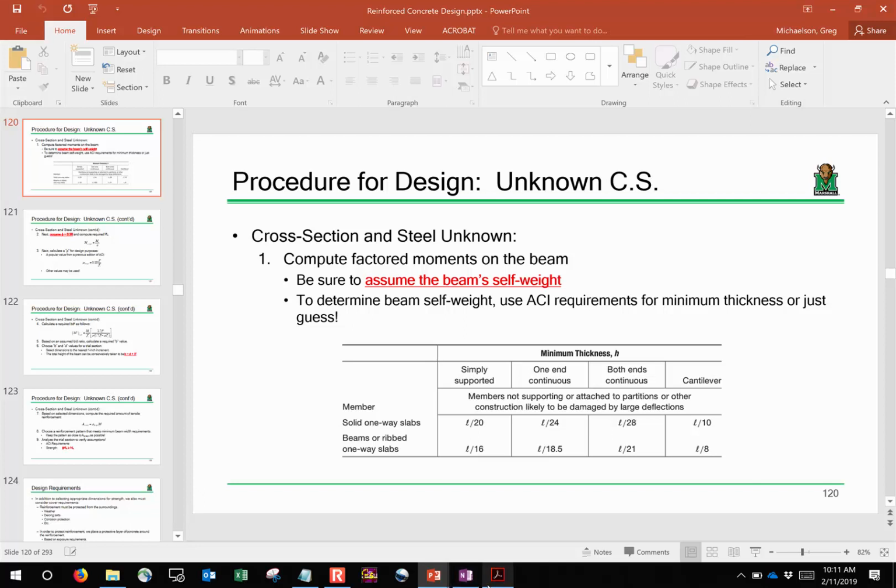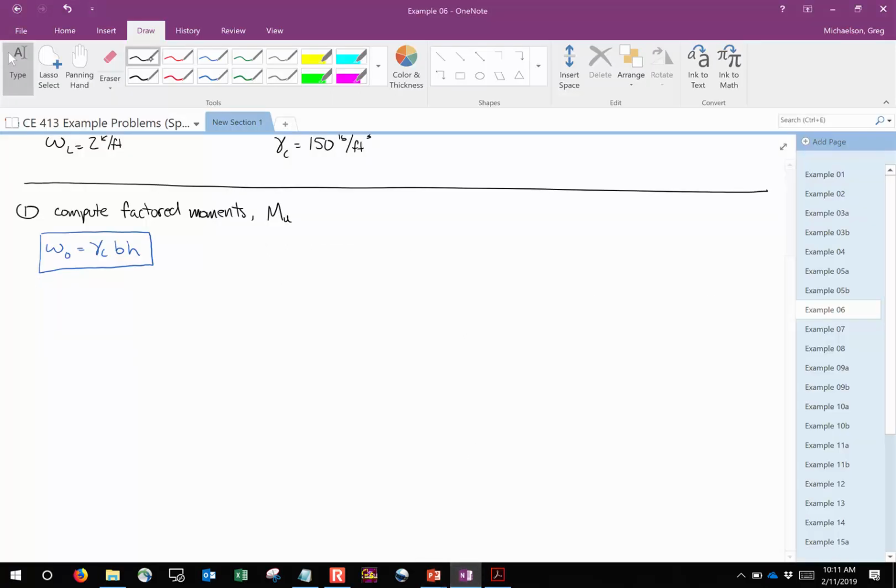So here's how I'm going to go about this. All right. So we need some dimensions in order to determine a beam self-weight. So we're going to start off with determining a minimum height. And the minimum height, I'm going to take that as L over 16. And I'm taking it as L over 16 because it's simply supported and we're looking at a beam. Is everybody okay with that? All right, and so the length of the beam is 22 feet divided by 16.